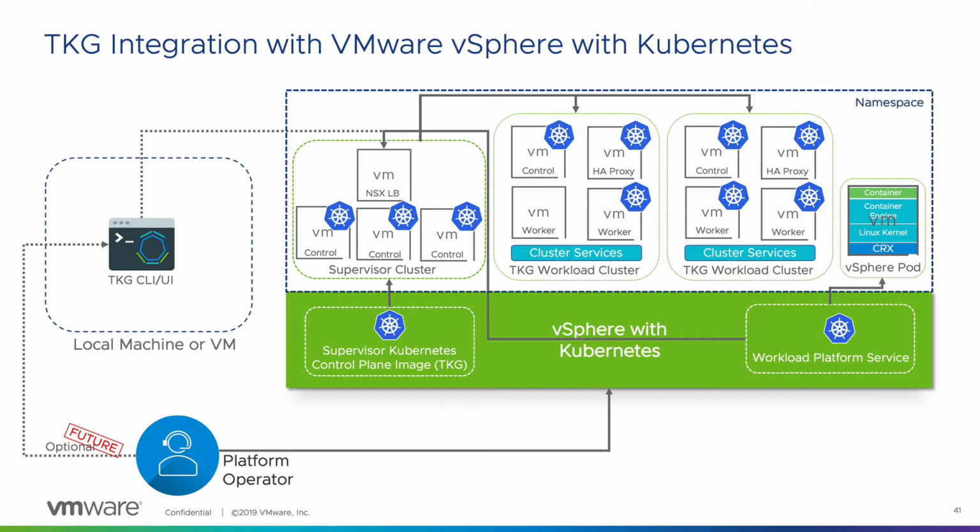So as a platform operator, I can go and directly talk to vSphere itself, utilizing the workload control plane, utilizing the supervisor control image. I can create my supervisor cluster. That, again, is just a management cluster for this particular instance. And then from there, I can talk to vSphere and I can create TKG workload clusters. I can create vSphere pod VMs, and that's all going through the workload platform service as well. In the future, we actually will be able to take the TKG CLI and deploy TKG workload clusters directly from the TKG CLI when it's talking to a supervisor cluster.